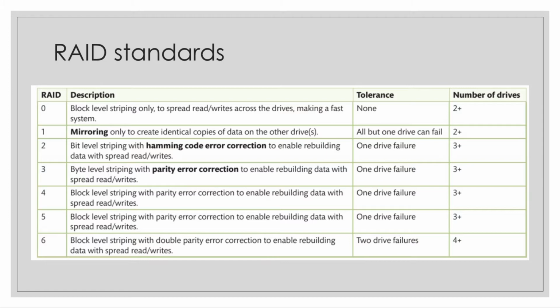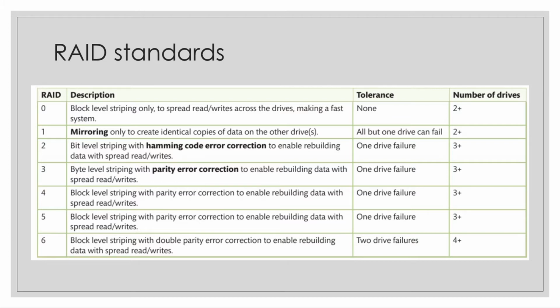So if we look at RAID 0, what this says is that you can write across every single drive, so making it fast. Tolerance is essentially how many drives can fail before the system goes down.